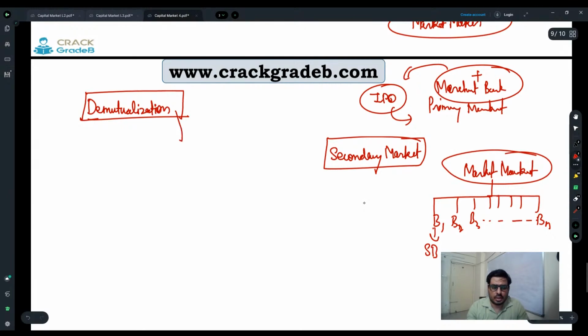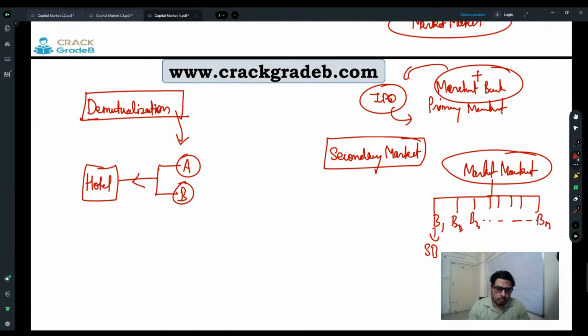So how does demutualization work? For example, there is a hotel owned by two owners, A and B. A and B are the owners of this hotel, right? Both are the owners. They are family people, right?